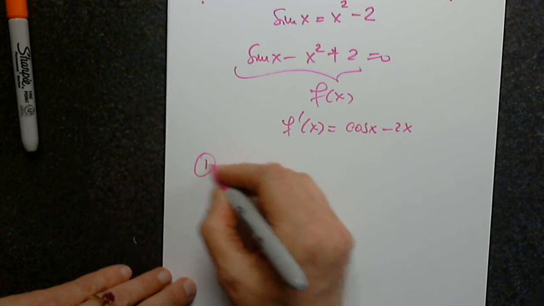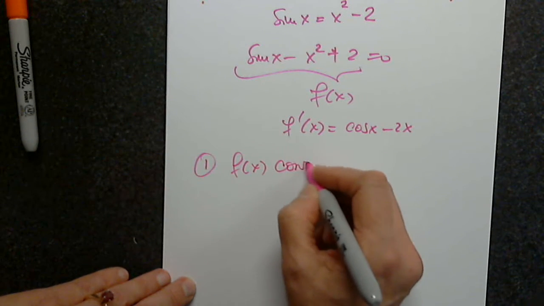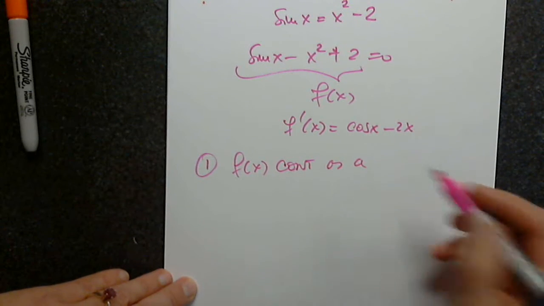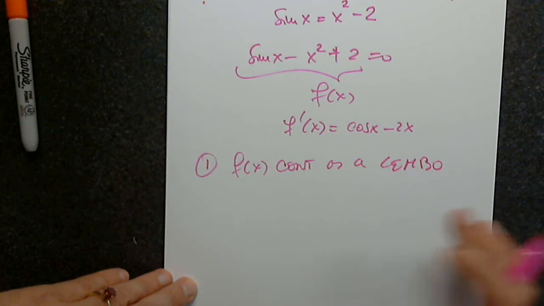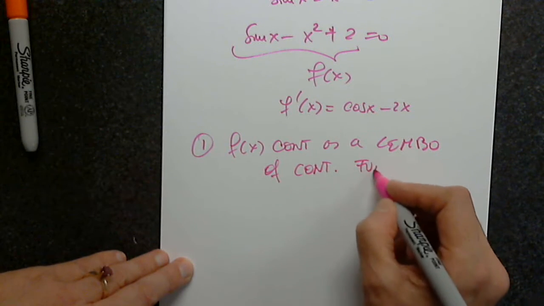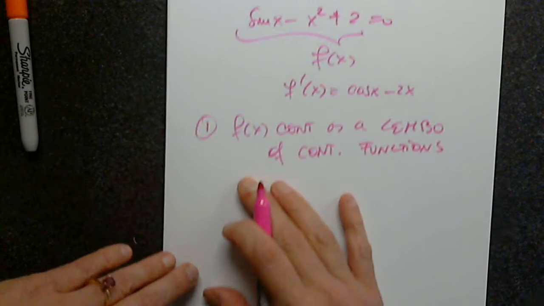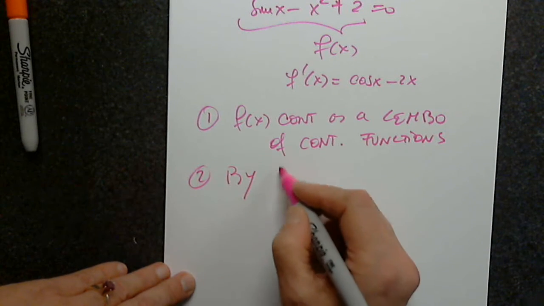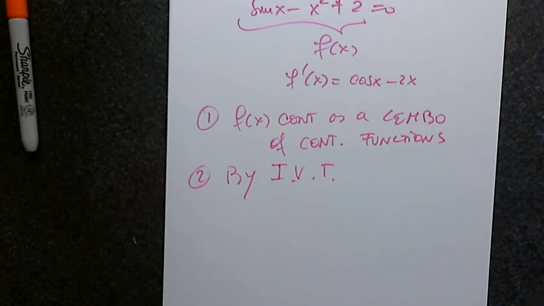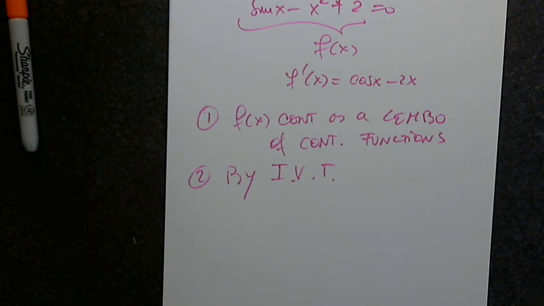I have to write that f of x is continuous everywhere as a combination, addition and subtraction, of continuous functions. And 2, by the intermediate value theorem, I have to find an interval because I don't know where to start. So let's go to the graphing calculator and plug in y equals.